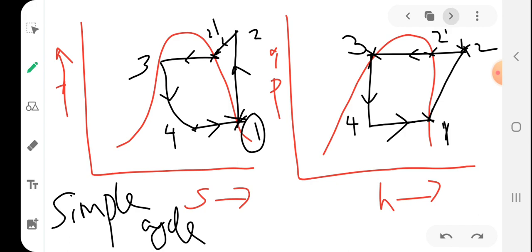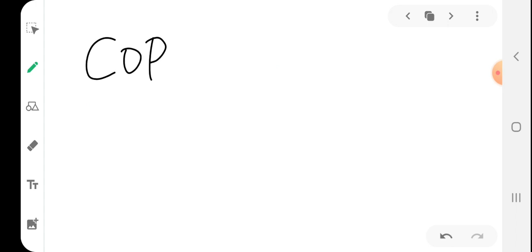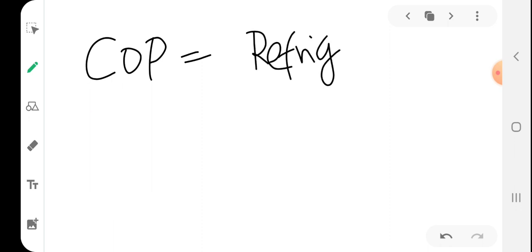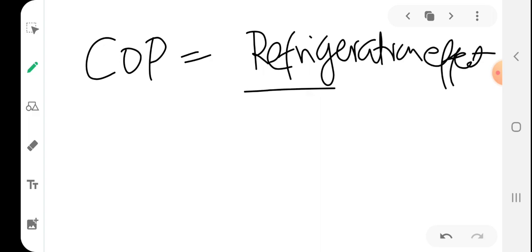Before that, how to calculate the COP of the system? COP is nothing but, what is COP? Refrigerating effect, or required refrigeration effect, by work done, right? Input work. Refrigeration effect is the required output or desired output, by work.